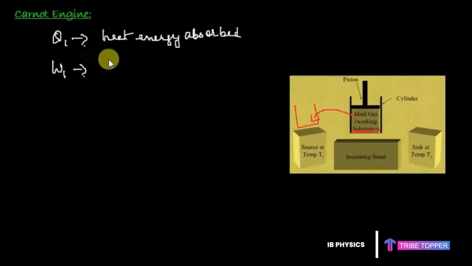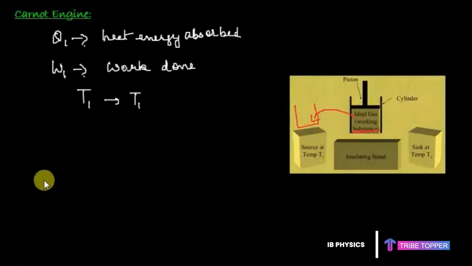So that is why the expansion is happening slowly, and the amount of heat energy absorbed we would take as Q1, right? That is the heat energy absorbed, and W1 would be the work done by the working substance in expansion, right? So work has been done, and the rest of the heat would be lost to the surroundings. So the gas is expanding isothermally, so T1 remains T1 only. So isothermal expansion is happening here.